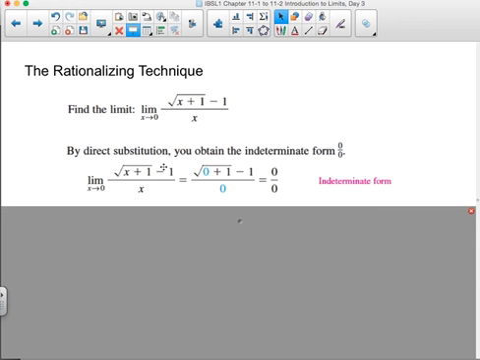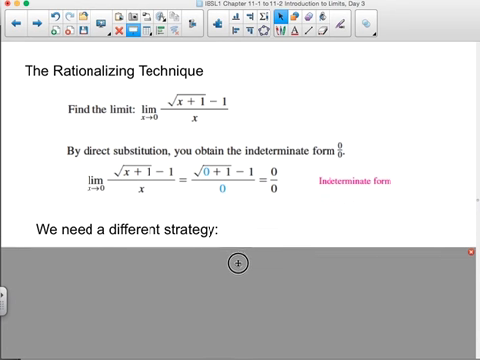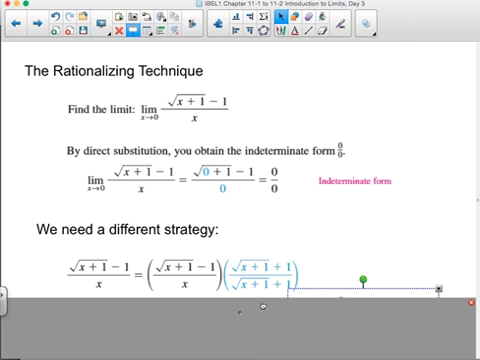There's no way to get rid of radicals entirely in this fraction. But this is actually a good strategy, whether the radical is in the denominator or the numerator. If you get an indeterminate form by direct substitution, then look at your numerator in this case, and we're going to multiply the entire fraction by a form of 1 using the conjugate. Okay, we needed a different strategy from direct substitution, so we multiply by the conjugate.